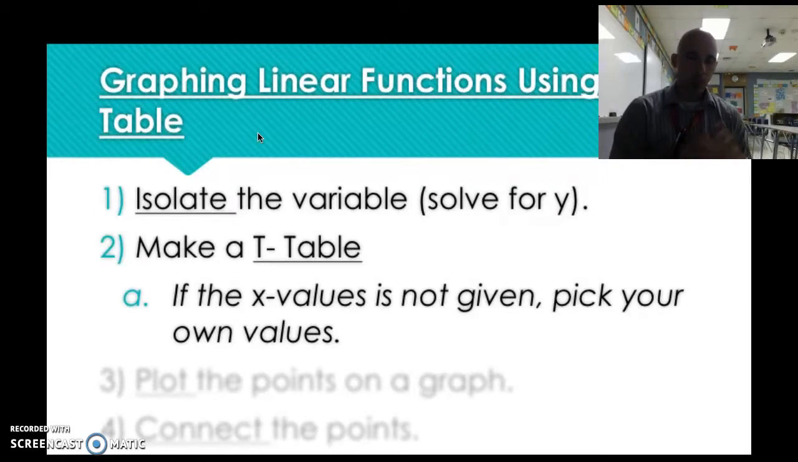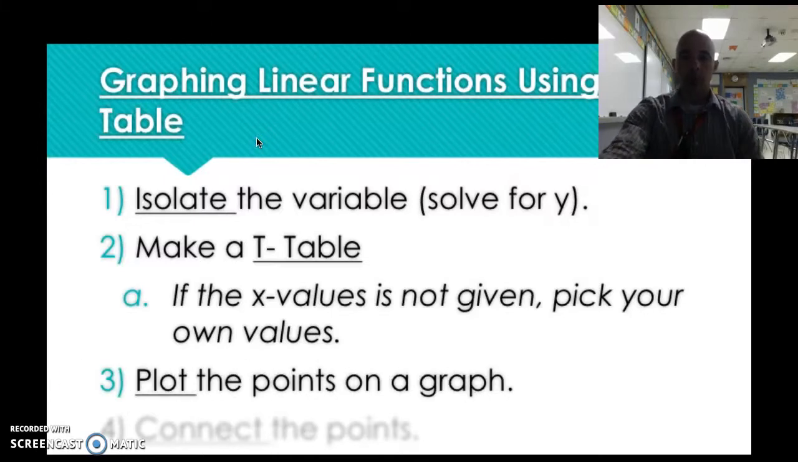Again, most of the problems on this benchmark, I'll give you the x and y table. However, there are several problems on the backside where you have to pick those values. Again, pick the easiest values. Don't pick -15 or 20, pick something manageable, something easy to graph. So number 3, let's plot those points on a graph. After you plot them, make sure you connect the points.